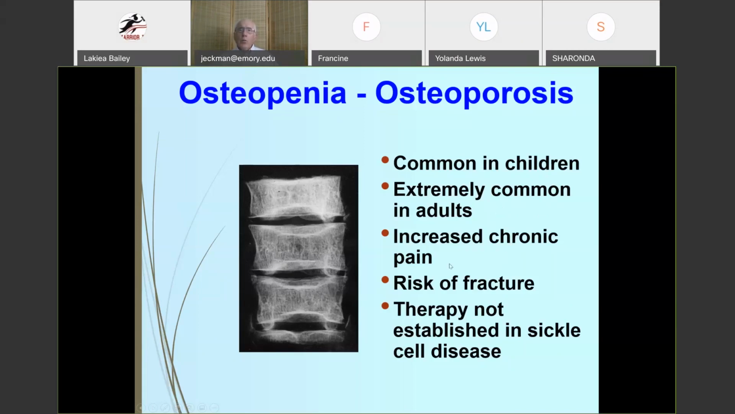Certainly there's increased chronic pain, and so chronic backaches and increased pain with motion in the back are kind of common in sickle cell disease. There's actually a risk of fracture in the vertebrae. They actually collapse and wedge down. But it puts you at risk for breaking other bones in the body, and that's one of the problems related to the skeleton in sickle cell disease. There's an increased risk of fractures.